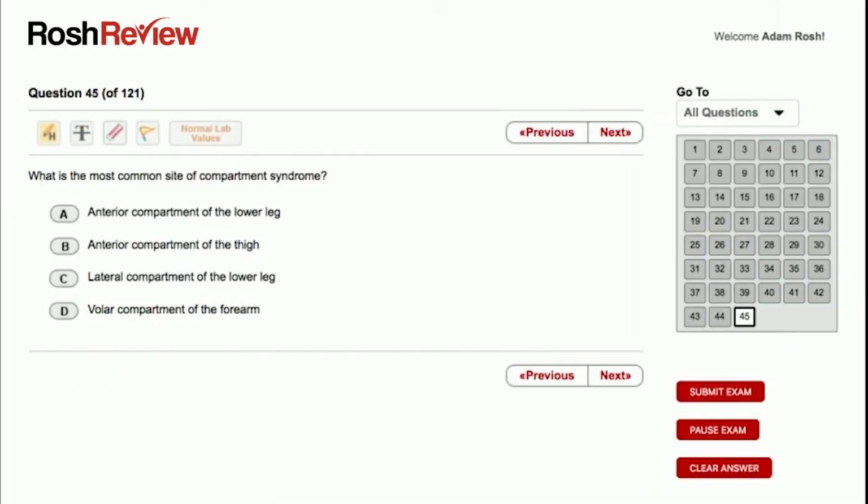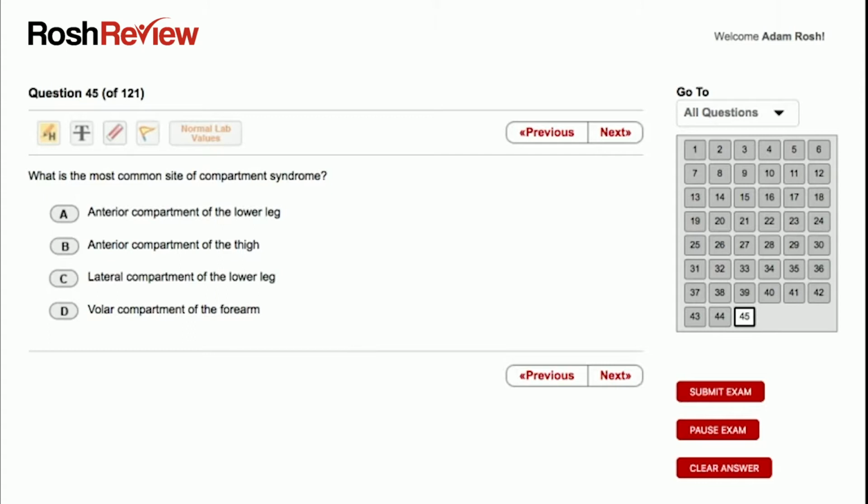All right. So, what is the most common site of compartment syndrome? This is a factoid based question. You're going to know it or you're not going to know it, but there are some things that we could think about to help narrow down the answer choices.